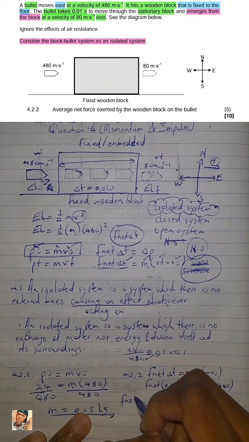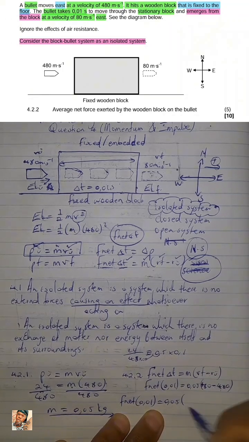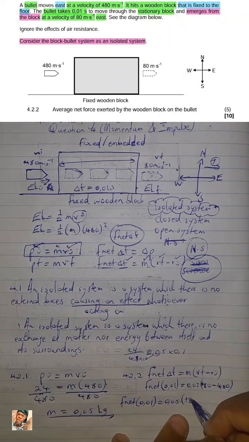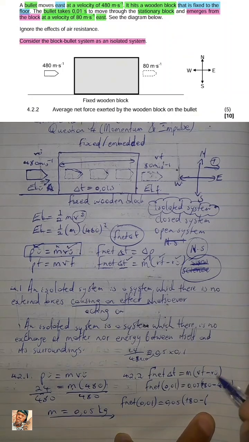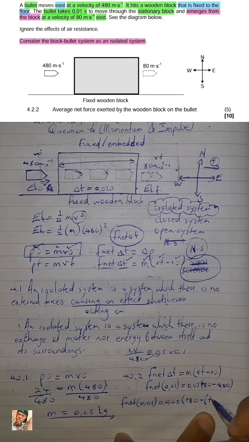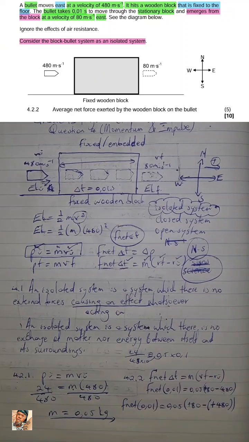So we're going to have F net times 0.01, which is the time, is equal to the mass, which is 0.05, times the final velocity, which was 80, which is positive because it was going east, then minus of the formula, the initial velocity, which was also positive, positive 480. Why positive? Because it was initially going to the east. So this is what we have.